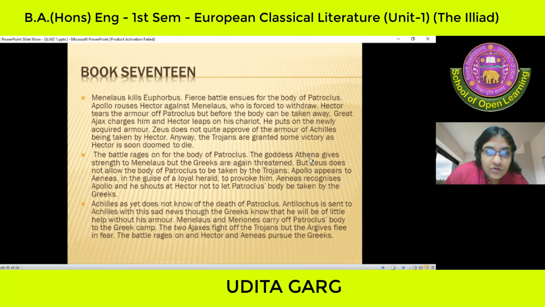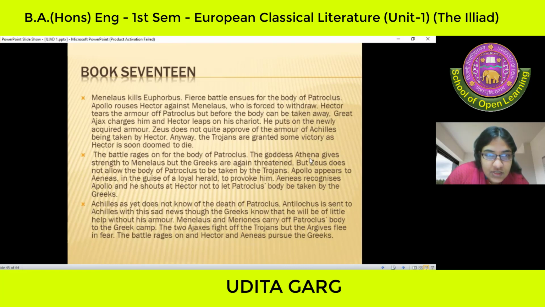Achilles as yet does not know of the death of Patroclus. Antilochus is sent to Achilles with this sad news, though the Greeks know that he will be of little help without his armor. Menelaus and Meriones carry off Patroclus's body to the Greek camp. The two Ajaxes fight off the Trojans, but the Argives flee in fear. The battle rages on, and Hector and Aeneas pursue the Greeks.